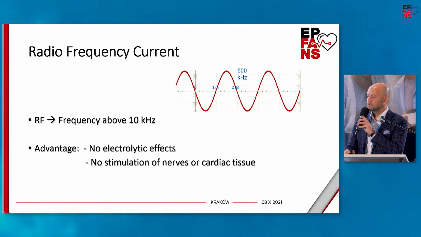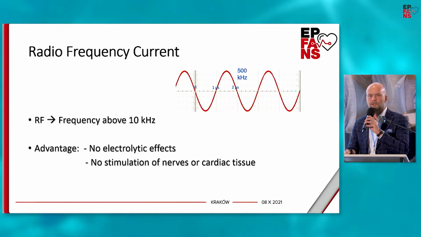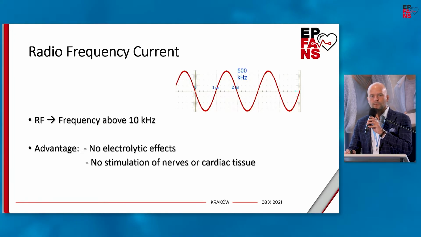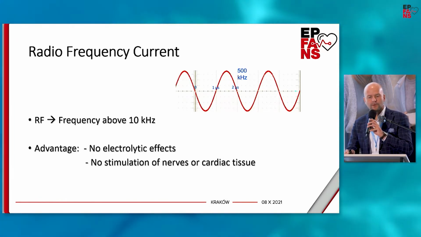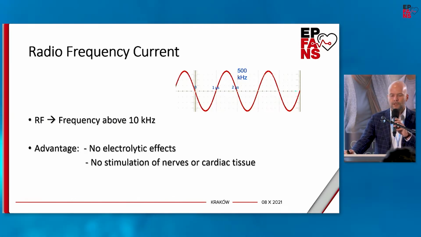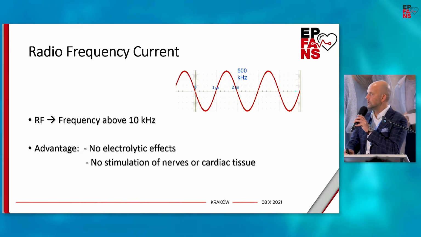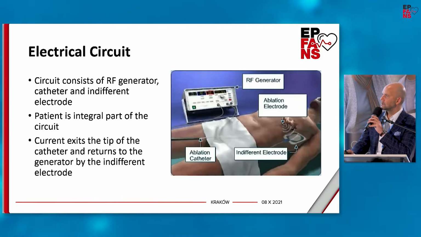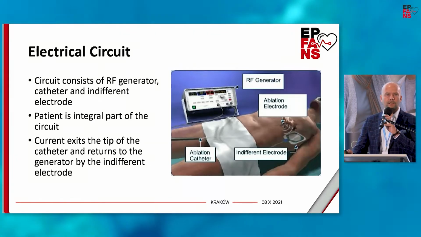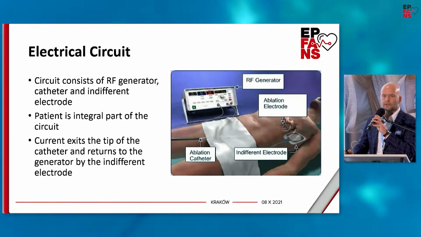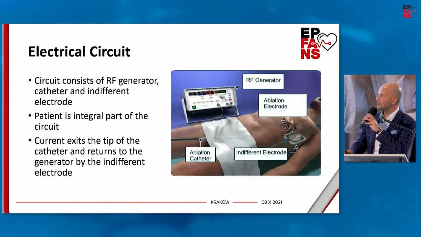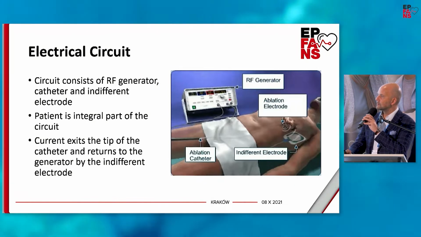Radiofrequency is defined as frequency above 10 kHz. In EP lab, we use frequencies around 500 kHz. The advantage of this frequency is lack of electrolytic effect and no nerves or cardiac tissue stimulation. During RF current delivery, we close a circuit consisting of generator, catheter, indifferent electrode, and patient's body.